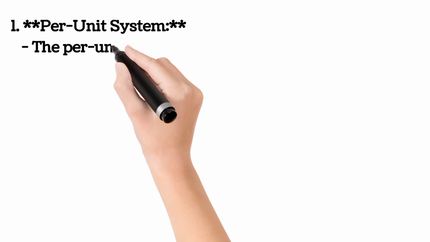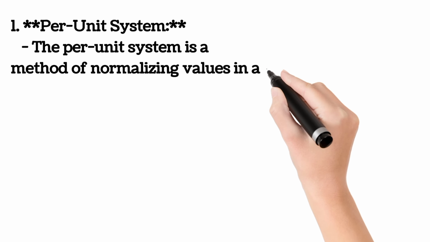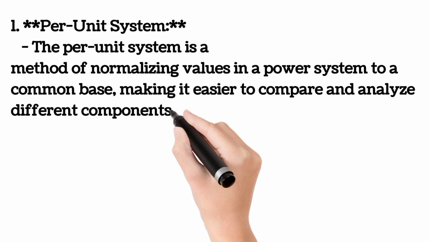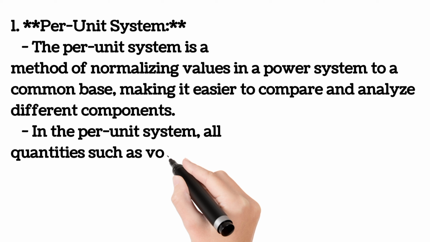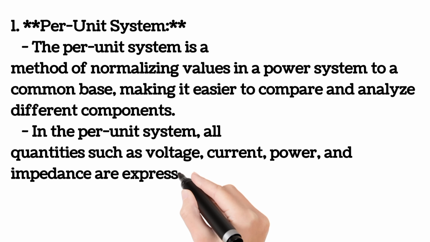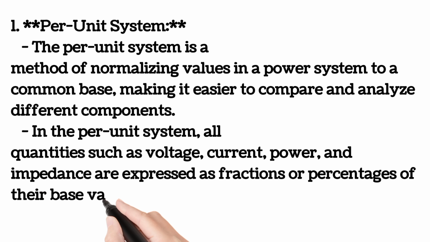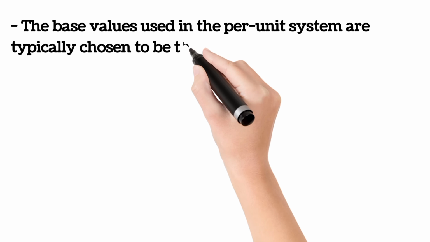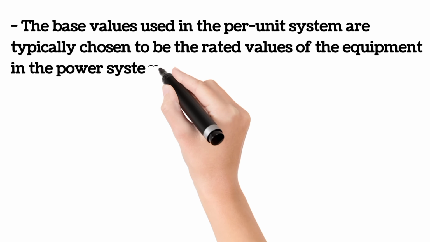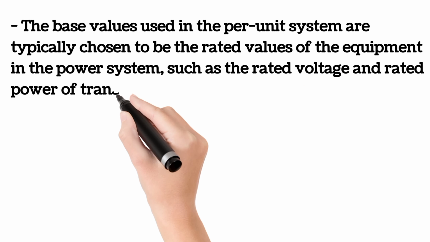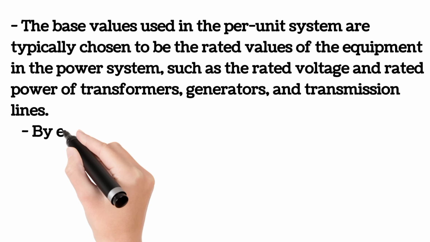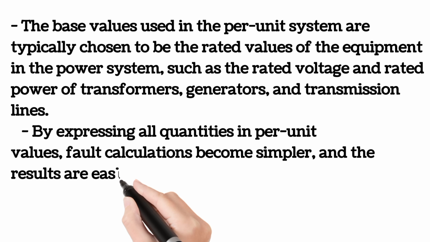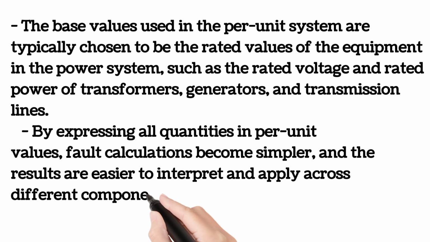1. Per unit system. The per unit system is a method of normalizing values in a power system to a common base, making it easier to compare and analyze different components. In the per unit system, all quantities such as voltage, current, power, and impedance are expressed as fractions or percentages of their base values. The base values are typically chosen to be the rated values of the equipment in the power system, such as the rated voltage and rated power of transformers, generators, and transmission lines. By expressing all quantities in per unit values, fault calculations become simpler, and the results are easier to interpret and apply across different components of the power system.